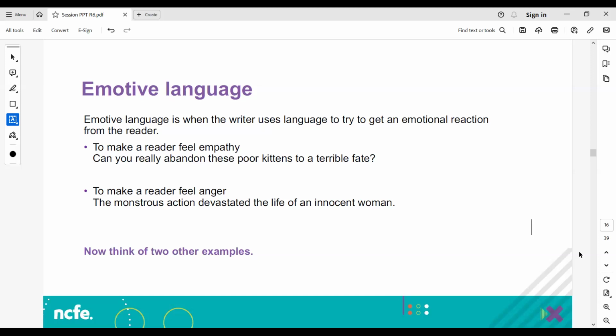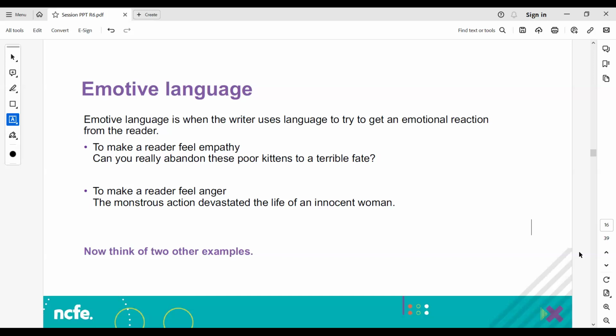So the sentence, "Can you really abandon these poor kittens to a terrible fate?" We've got abandon, poor, terrible. Those types of words are going to make us feel something. It could also be to make a reader feel anger. So, "The monstrous action devastated the life of an innocent woman." Monstrous, devastated, innocent woman.